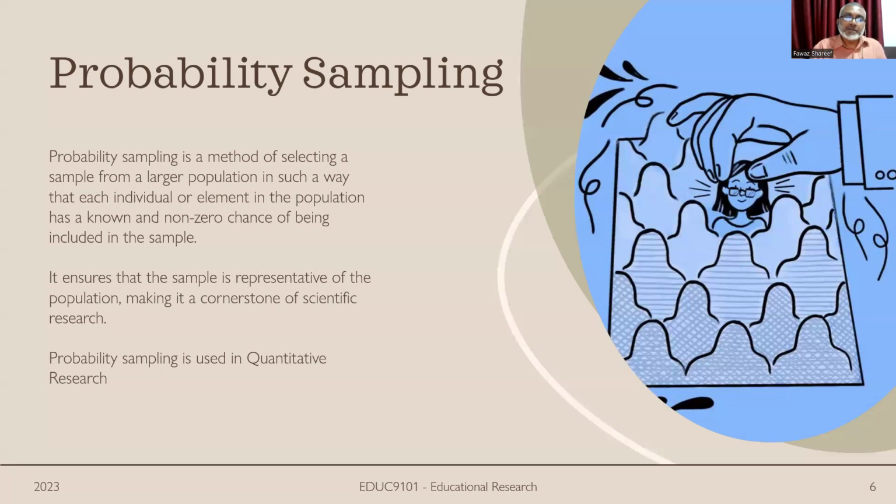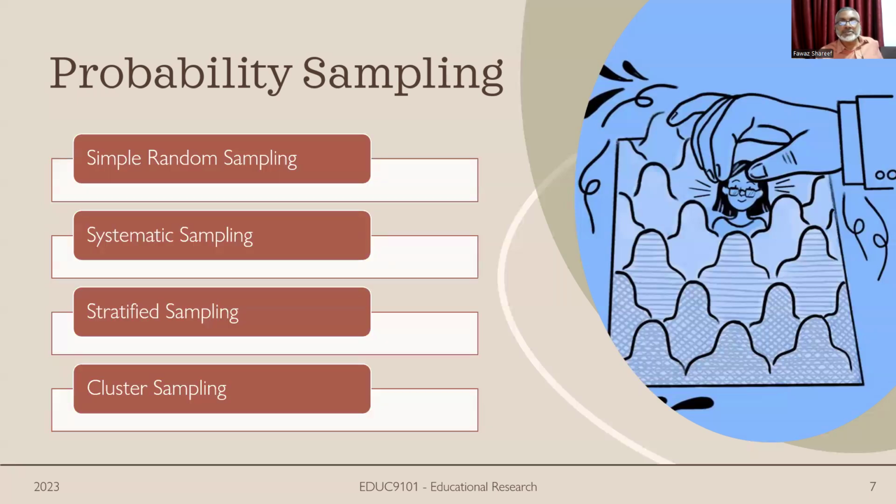Probability sampling is selecting a sample from a larger population in such a way that every individual will have a chance of being drawn into the sample. So every individual will have an equal chance of being selected. In other words, there is a chance that every individual in the population can be part of the sample. So that is what probability sampling is. It ensures that the sample is representative of the population, making it one of the cornerstones of scientific research. So that's the basic idea of that.